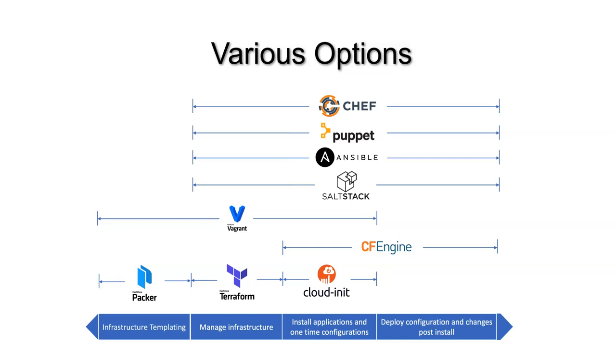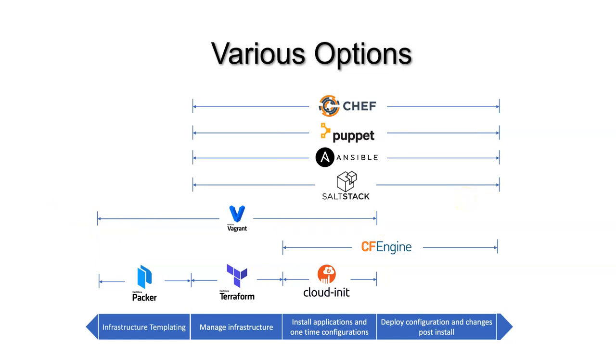Apart from that, you also have something called Packer, Terraform, Cloud Init. They are used for various purposes. For example, Packer is for infrastructure templating, which you can use for packing images. Terraform is used to manage infrastructure, Cloud Init to install applications and do one-time configurations, and CFEngine and Vagrant are also tools which are used at various levels.